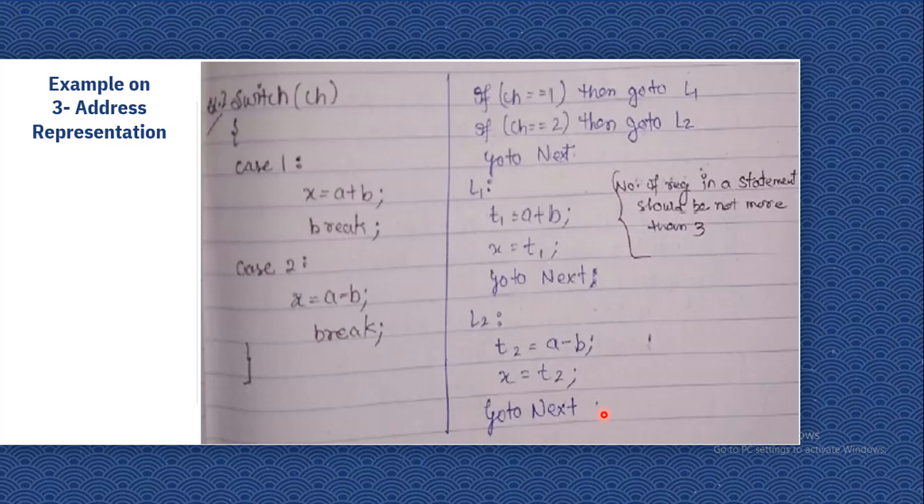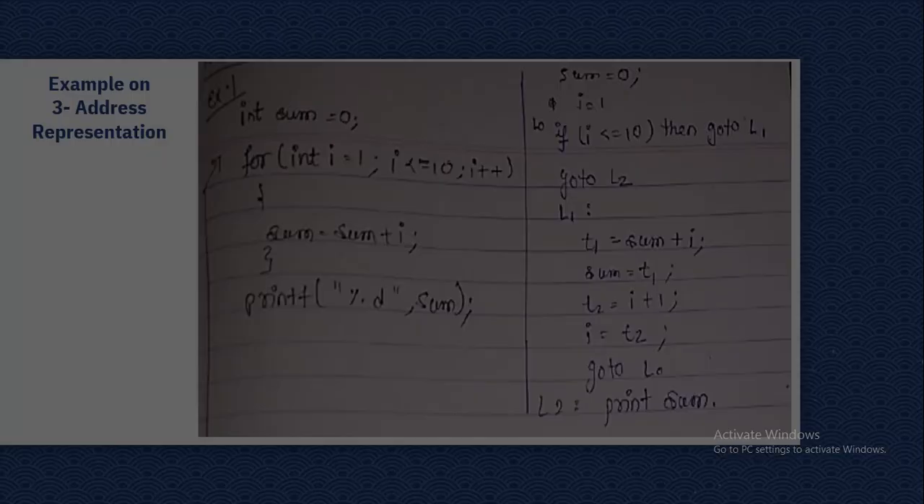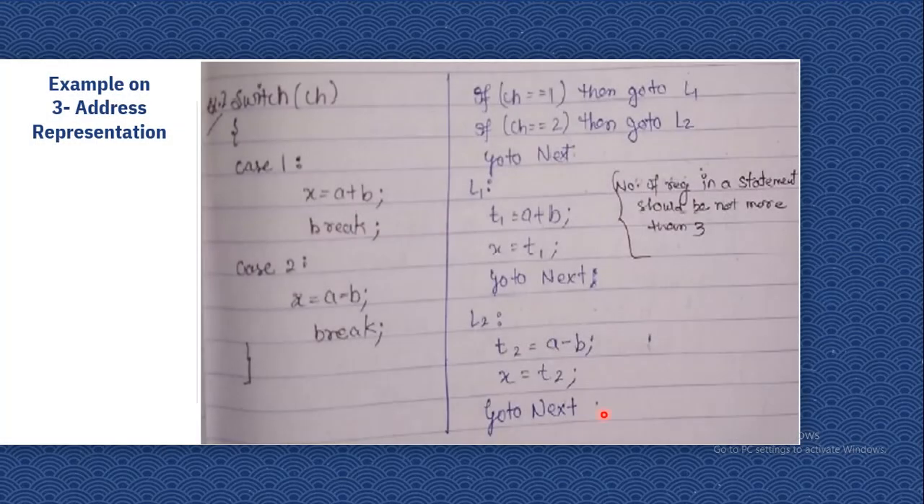And if the value of ch is 2, then we do the same operation, but subtract the value of b from a. The result is stored in t2, and the value of t2 is transferred as the value of x. Then we go to next. So these are some examples where you can easily observe that we have only if statements to convert our code into the compiler code.